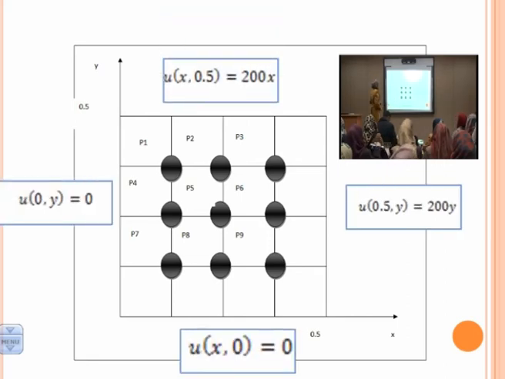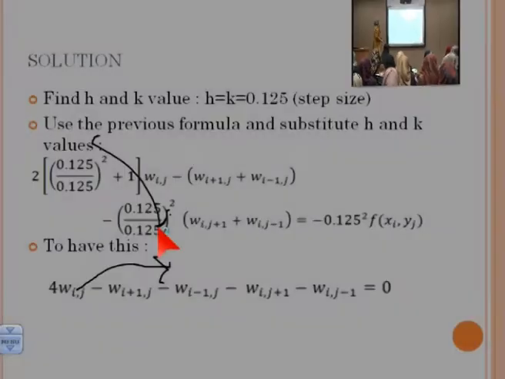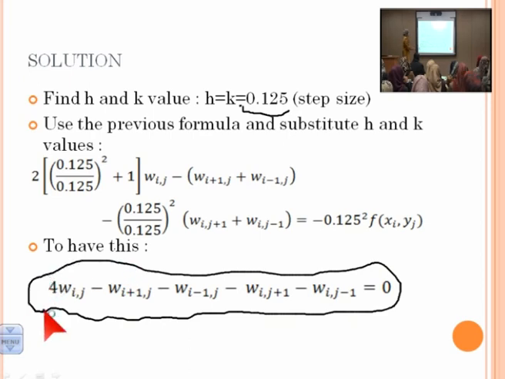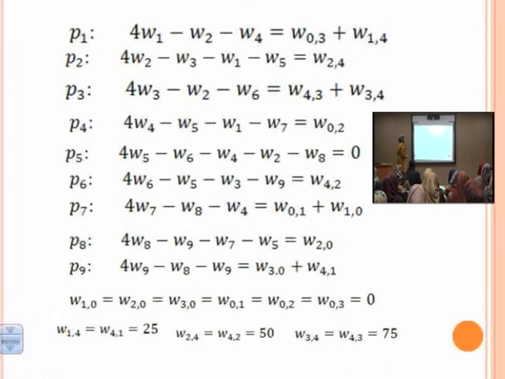Those are the Dirichlet boundary conditions, and what I'm going to do is solve and find the temperature at those points: w1, w2, w3, w4, and so on. Solution. First step, we should find the h and k values, which are equal to this, and they are called the step size. Then using the previous formula and substituting h and k into it, we get this. And from this, we have a linear system as shown here. This one, point 1, I got from point 1, and from point 2 the same, and I substitute until I reach point 9.